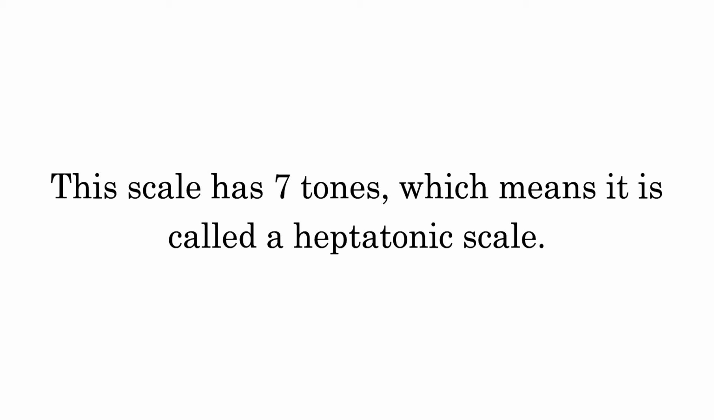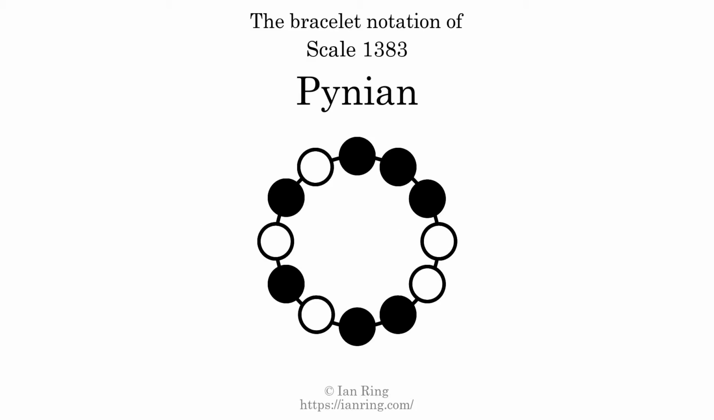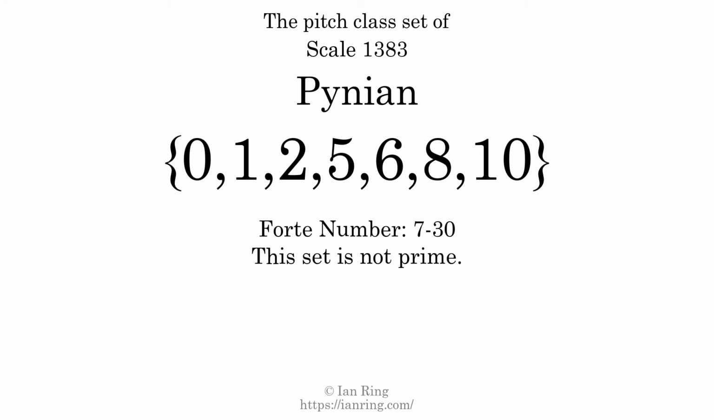This scale has 7 tones, which means it is called a heptatonic scale. This is a bracelet notation diagram of scale 1383. The shaded circles represent tones that appear in the scale, and they are read clockwise, starting at the top. The pitch class set for this scale is 0, 1, 2, 5, 6, 8, 10. The forte class is 730. This set is not prime.